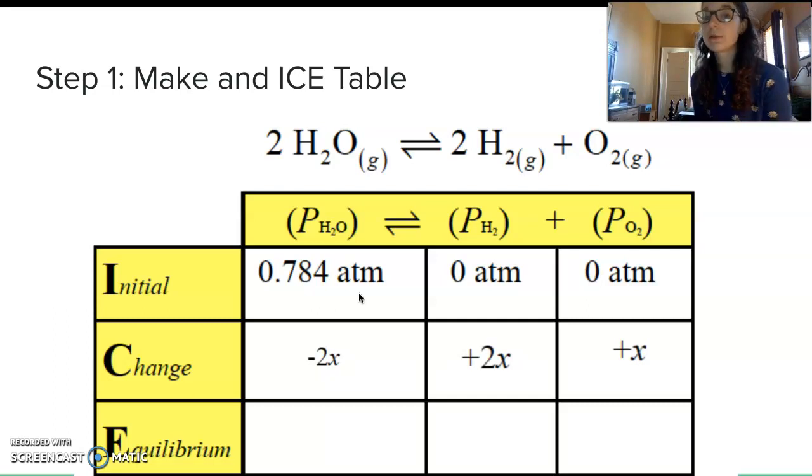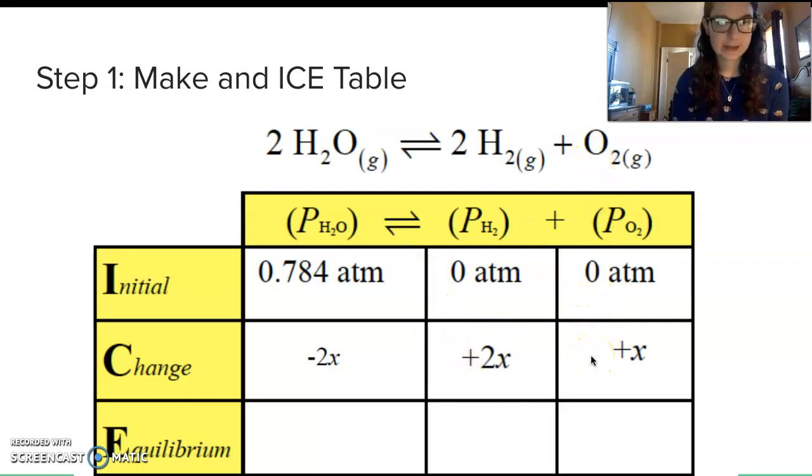Since we are going from reactants to products, our reactant is going to have a minus sign in front of it because we're losing reactant. And it's minus 2x; I get 2 from the stoichiometric coefficient in front of H2O. For both of our products, they're going to be a positive change value because we're gaining products as the reaction proceeds. For H2, we have a 2 coefficient, so we have 2x, and for O2, there's just 1, so it's just plus x.